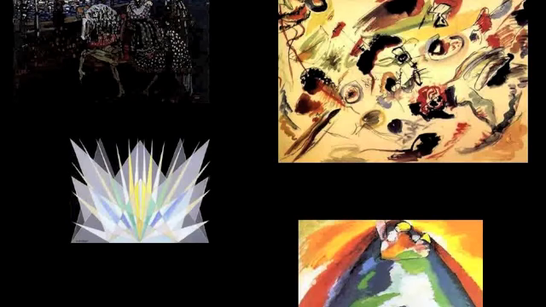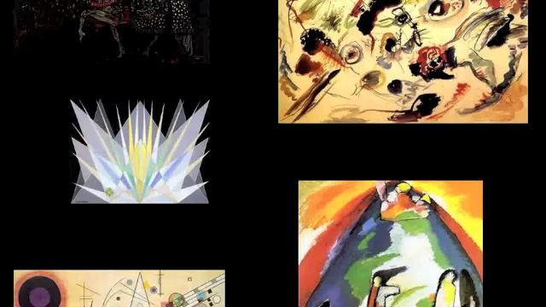Now, as you can see over here, we have an Italian painter, Giacomo Balla, who in 1913, 2 years later, paints another abstract painting independently from Kandinskij.